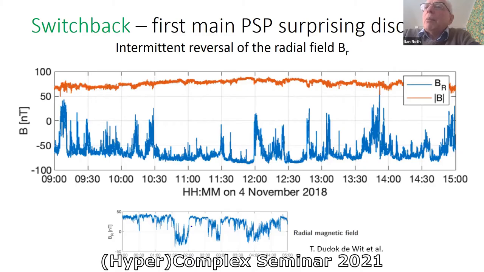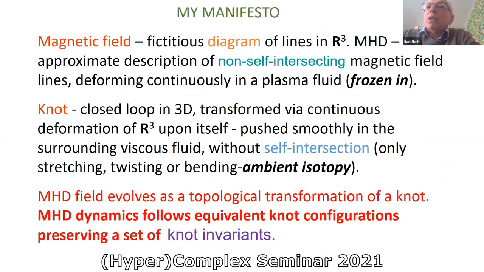I would like to go into some other aspect and claim that there's a possibility that they are connected to magnetic knots. So first of all, let me describe my manifesto, which is self-evidently clear, but I just took the definitions. The magnetic field is fictitious, a diagram of lines in R3. MHD is an approximated description of a non-self-intersecting magnetic field. In plasma physics, it's called the frozen-in condition. It's very interesting how, historically, Alfvén gave this name.